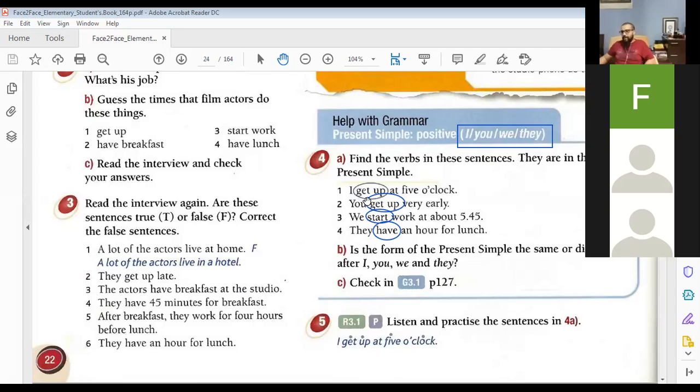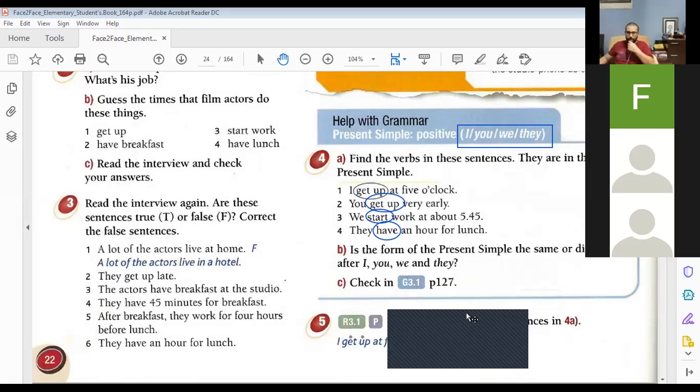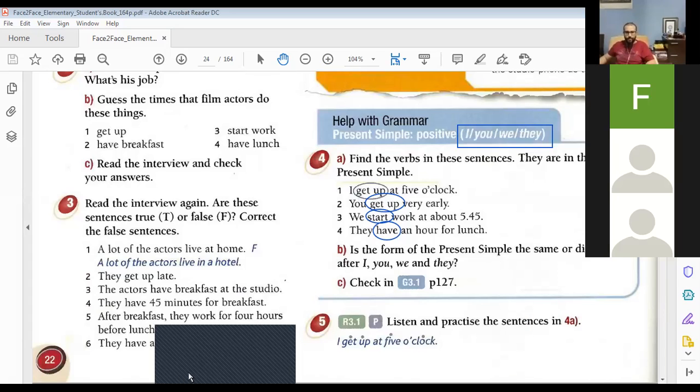Okay. Now let's practice a little bit the pronunciation, how to say these sentences correctly. So I want you to listen and repeat, please. Okay. So let's listen and repeat. Recording 3.1.